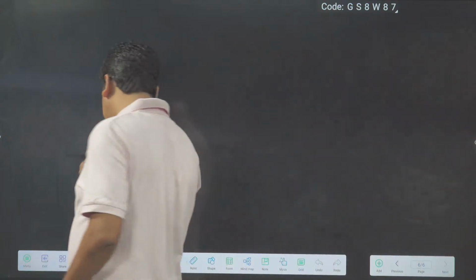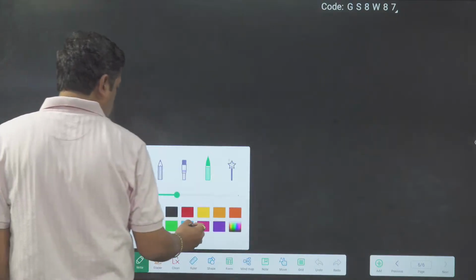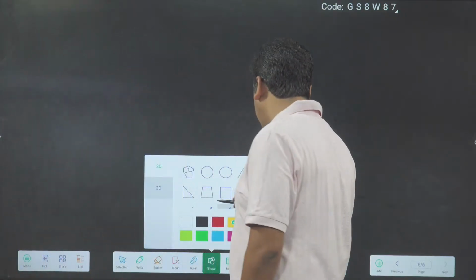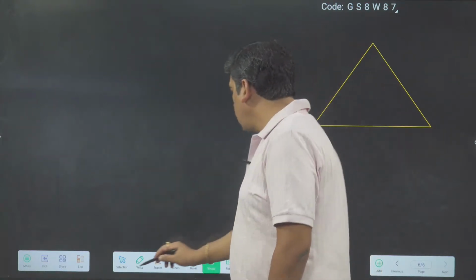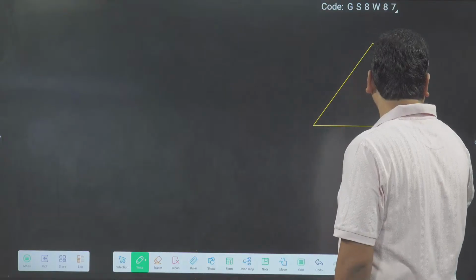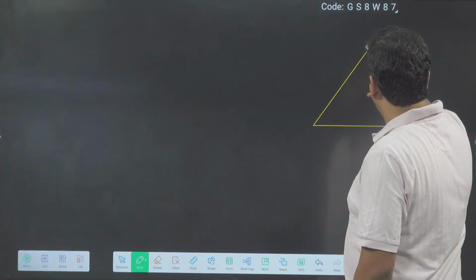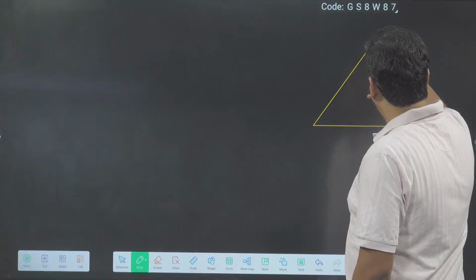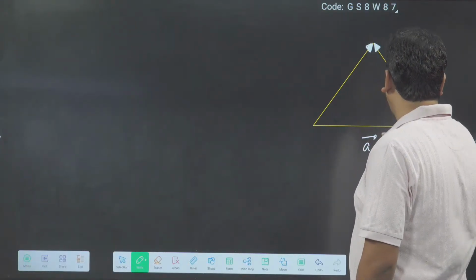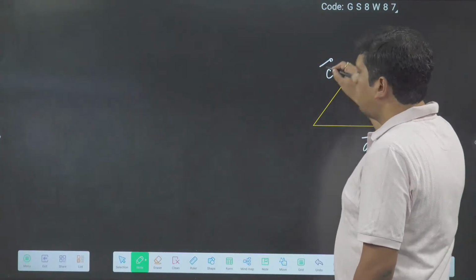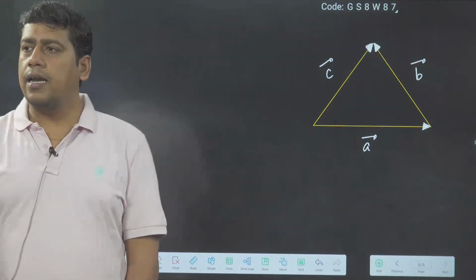Similarly, let's clear one more thing. Last class, if you remember, I told you how to identify the resultant vector in a vector triangle. Tell me, who is the resultant? What should be the relation among A vector, B vector, and C vector? Come on.